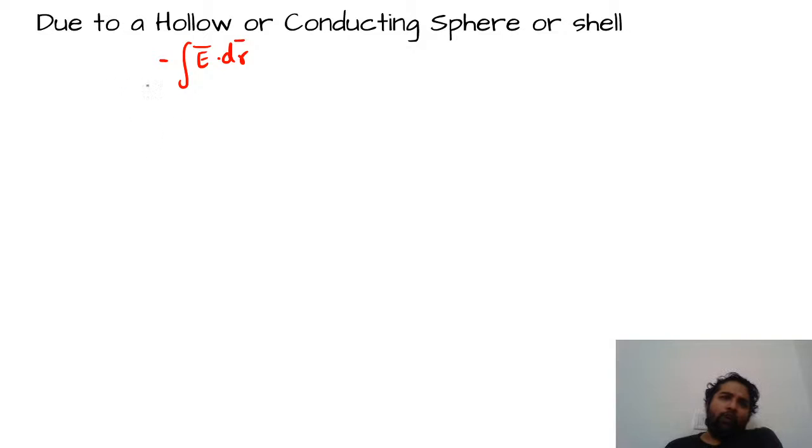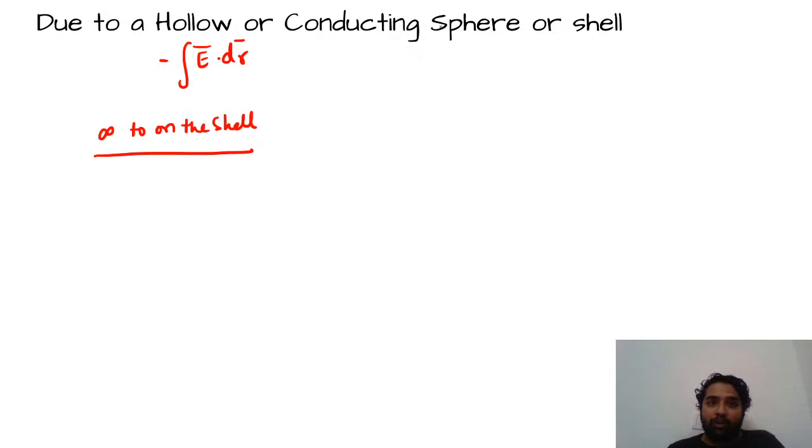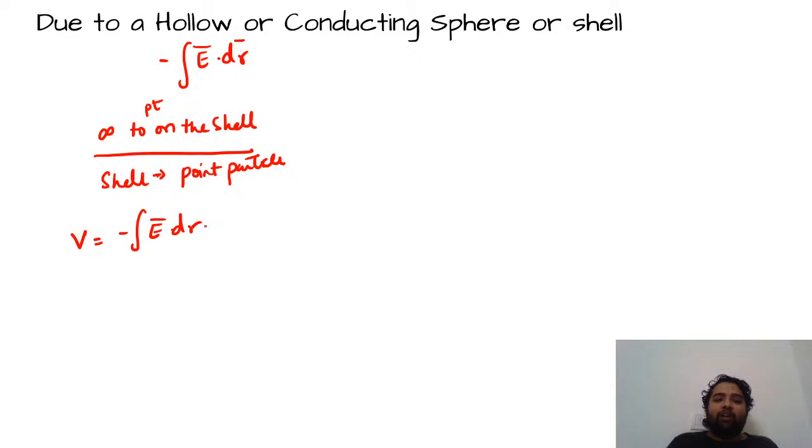Okay. So one more thing we know, from infinity to a point on the shell, the entire shell or conducting sphere or hollow shell, either way the charge is on the outermost surface. Even on a shell, the charge is on the outermost surface. So everywhere from infinity to the point on the shell, the entire shell will behave like a point particle. Right. So the potential will be equal to minus integration of E dot dr, which can also be written as K into Q by R. Simple discussion here. Got it?